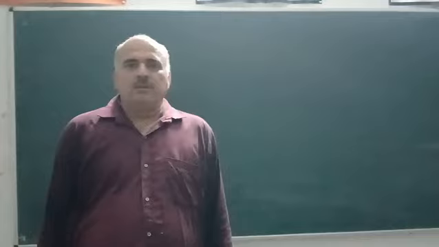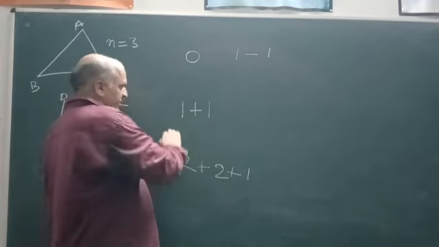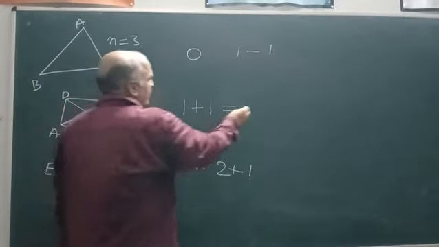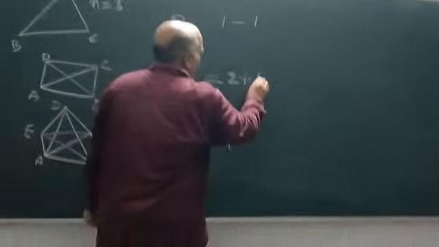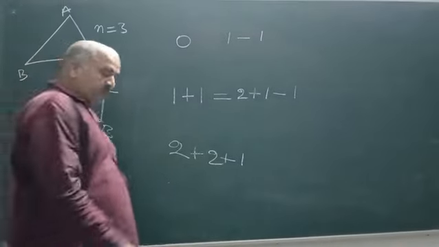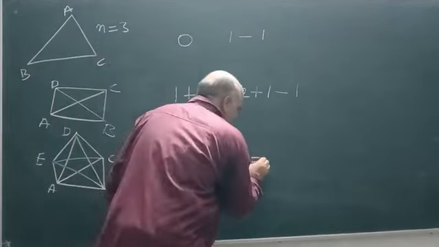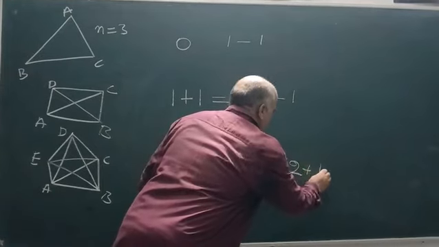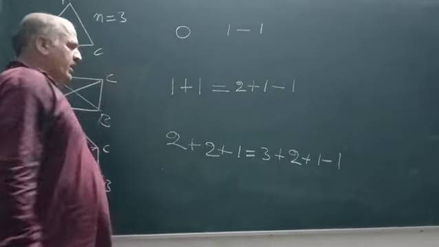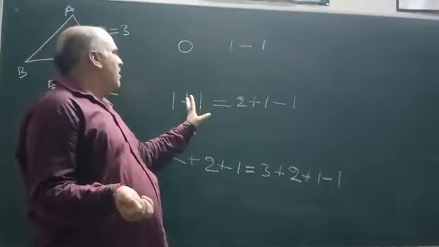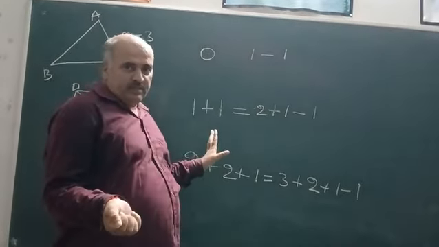As you know, 1 minus 1 is 0. So let us write this series, without changing the sum, as 2 plus 1 minus 1. And regarding this, let us write it, without changing its sum, like this: 3 plus 2 plus 1 minus 1. As you see, in all these cases there is no change in the sum of the number of diagonals.